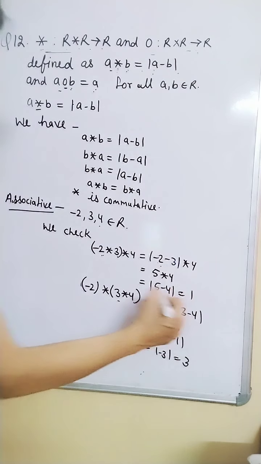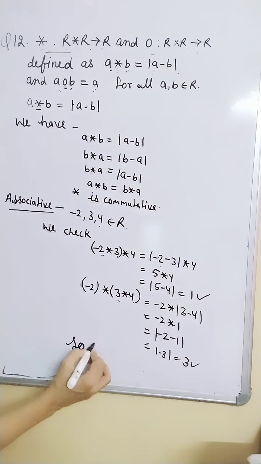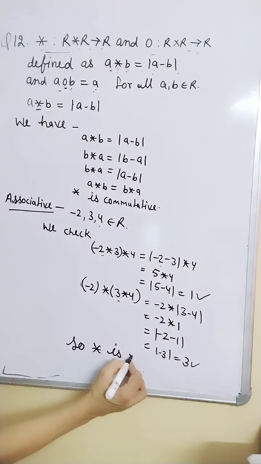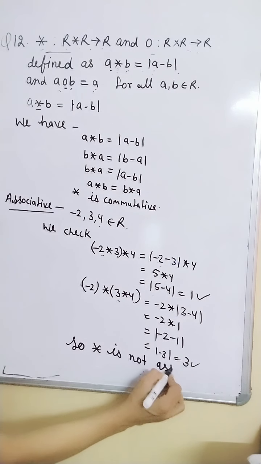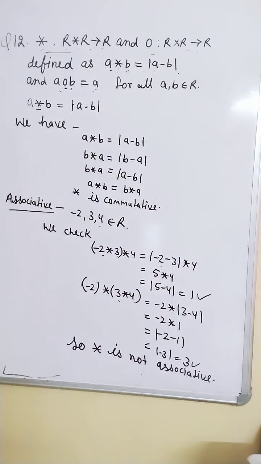So you can see here that here we are getting 1 and here we are getting 3. So these are not equal. So it means this operation is not associative. Clear? So in the first part we have proved that this operation is commutative but it is not associative. Clear?